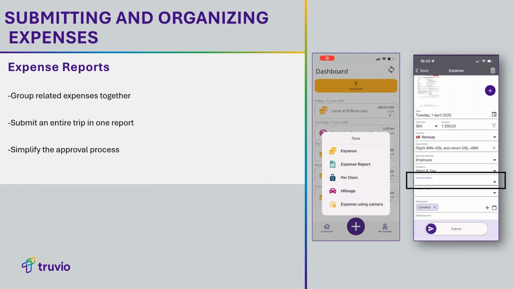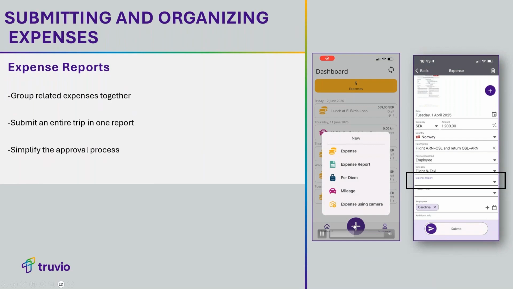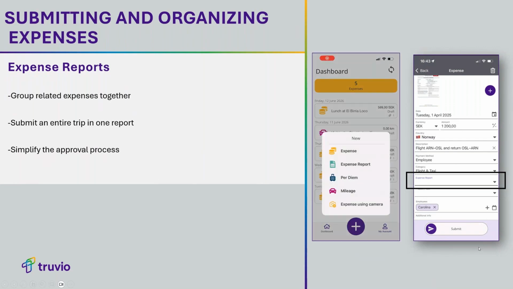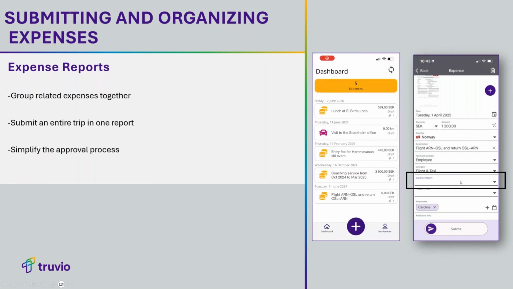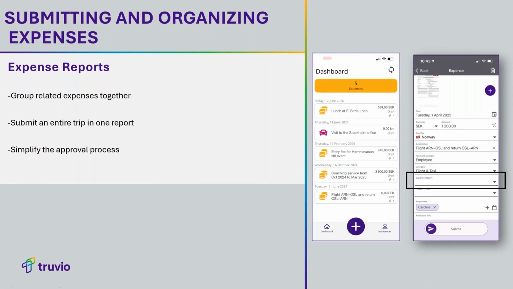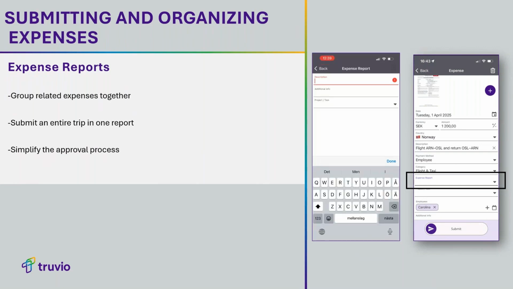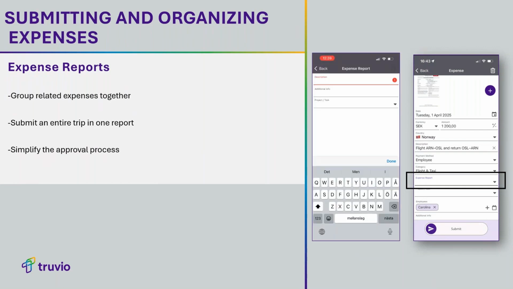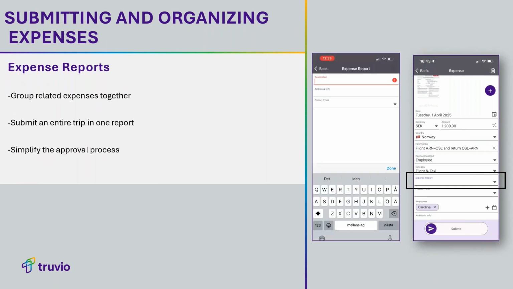So on the screen here on the left, you can see how easy it is to create an expense report. You click on the plus sign and then click on expense report. And then when you want to submit an expense, you have a field called expense report. And there you can choose the report that you created. So this also makes the approval process easier, since managers can review the complete trip as a single package rather than multiple separate expenses. So everything can be saved in one report.